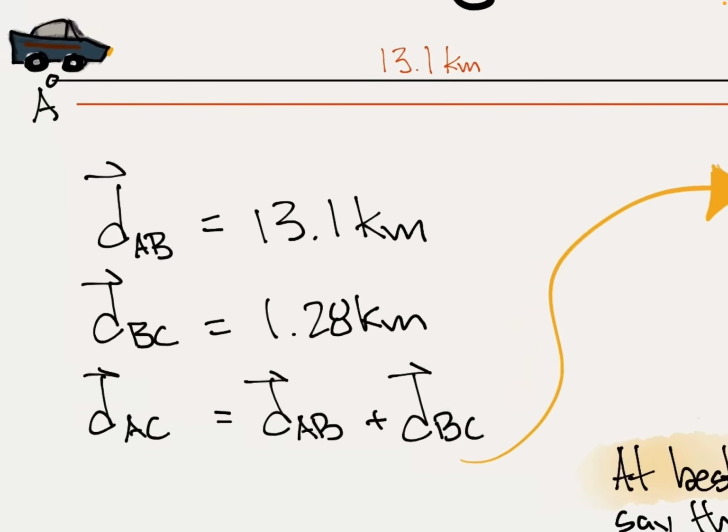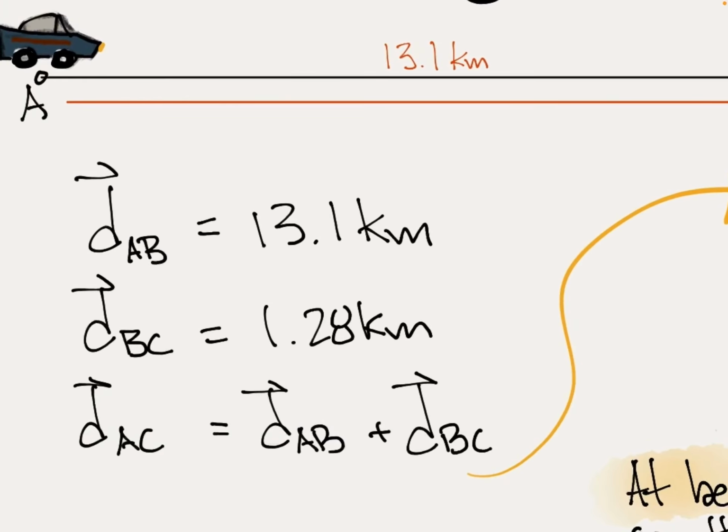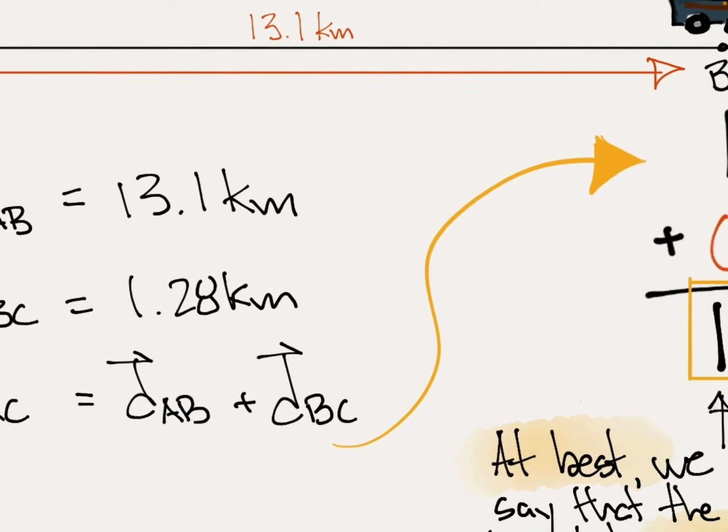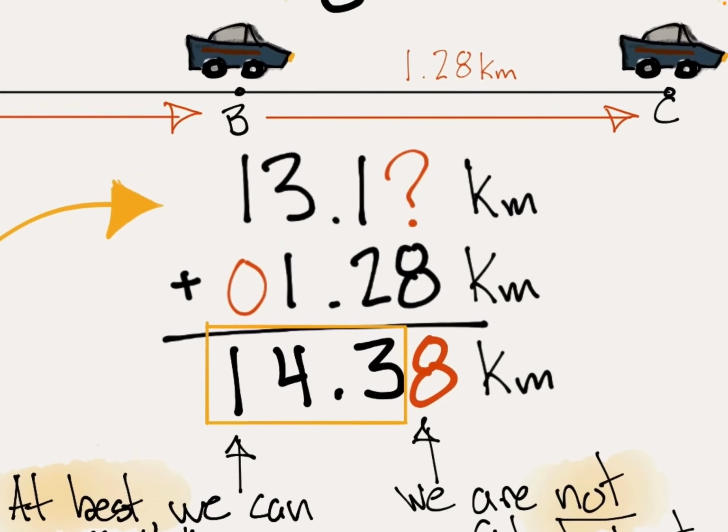So here are our knowns and our unknowns. Our distance from A to B is 13.1 kilometers. Our distance from B to C is 1.28 kilometers. And we're looking for the total distance, the total displacement from A to C. So what we're going to do is add up those first two measurements. Let's head over and add them up.